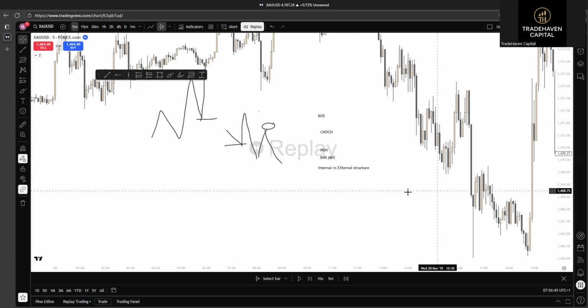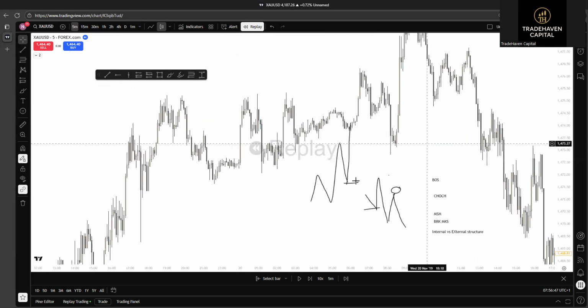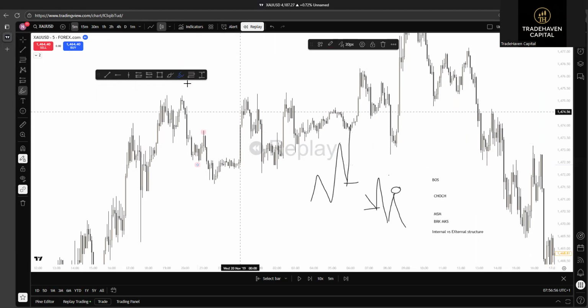And then there is also internal versus external structure, where you hear traders say this is internal, this is external. They will say from here to here is external, then from here to here it's internal, and this is internal, and they just label all of those, right?